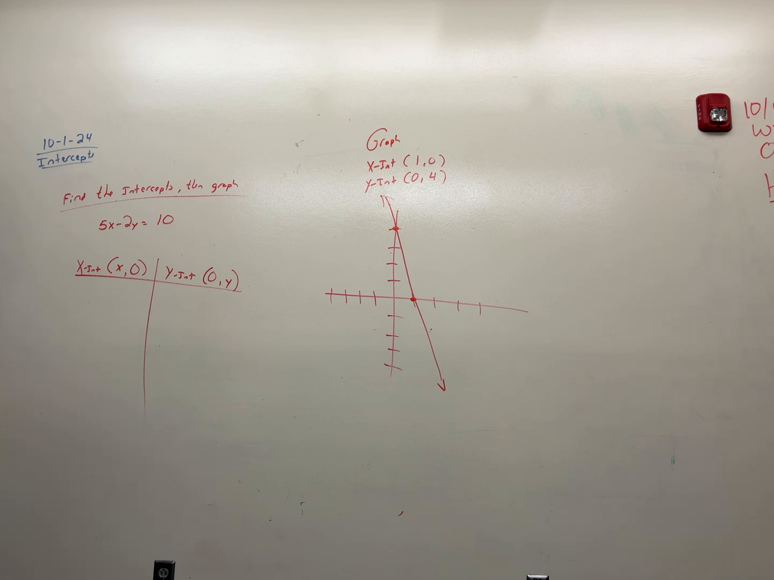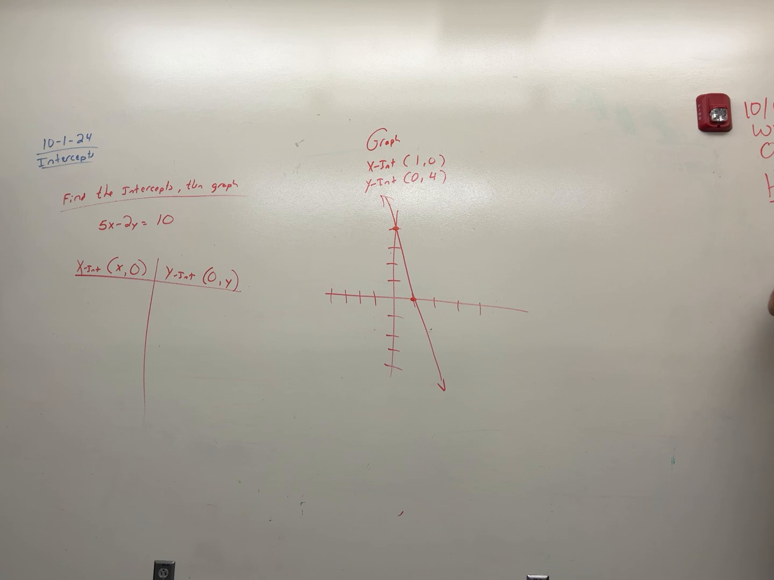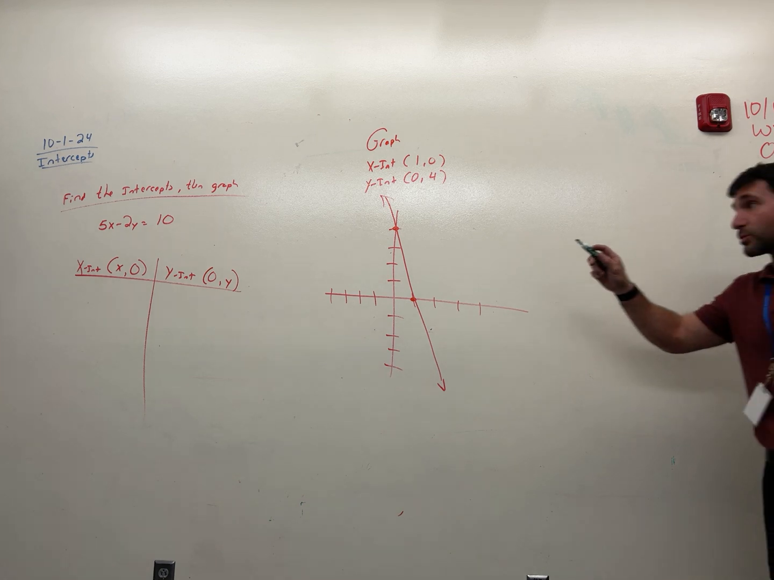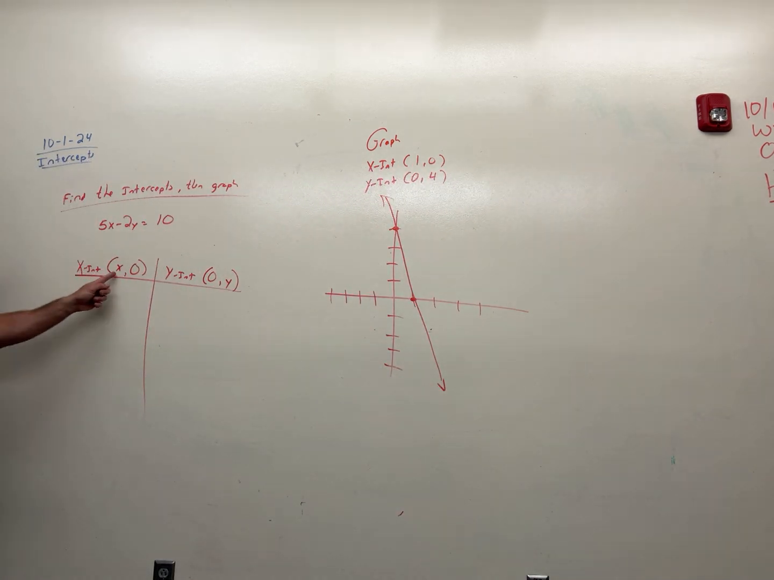Now, looking at this, what letter is 0? For the x-intercept, which letter is 0, x or y? Looking at this right here, which is 0? The x or the y? Y will always equal 0 for my x-intercept.